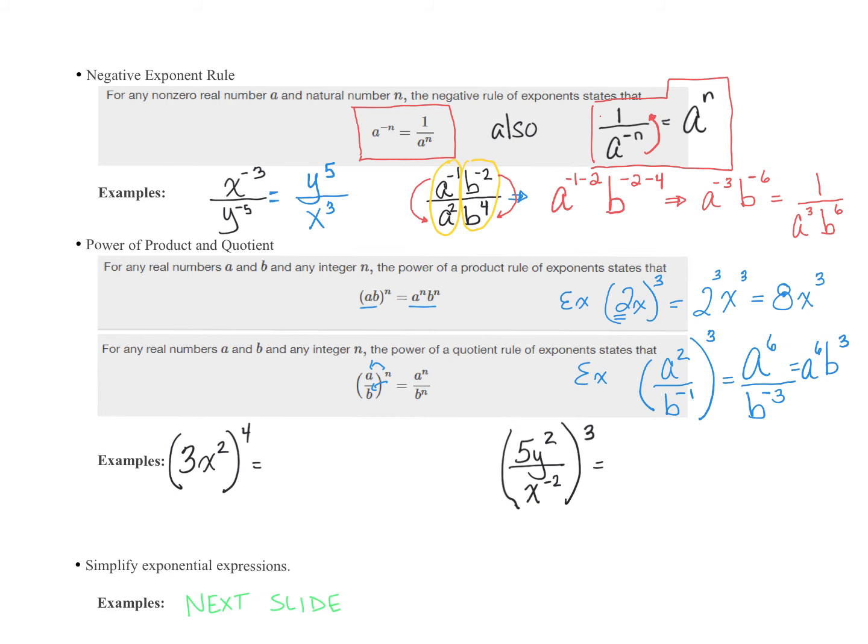So here's our last rule examples. We're going to raise 3x squared to the 4th power. Means I'm going to raise 3 to the 4th, and I'm going to raise x squared to the 4th. Well, 3 times 3 is 9, times 3 is 27, times 3 is 81. And then x squared raised to the 4th, we're going to use our power to a power and get x to the 8th.